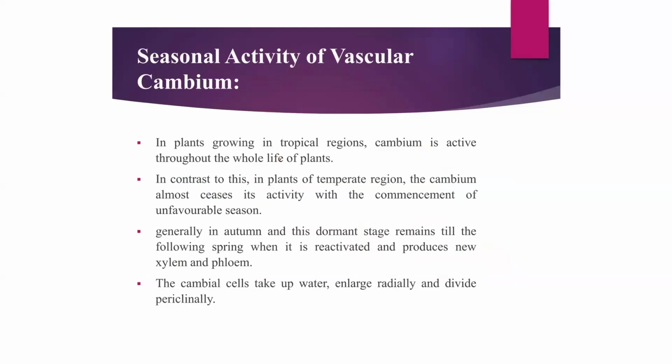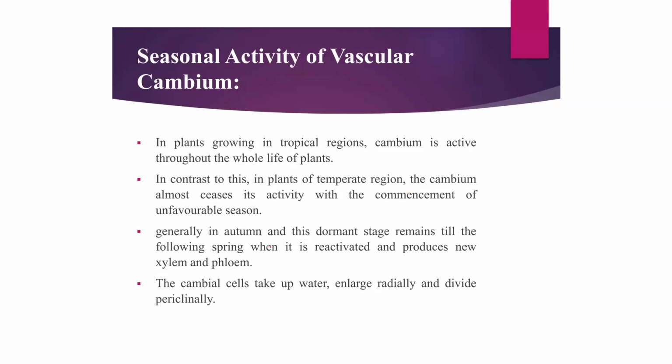So in plants which grow in the tropical regions, this cambium is active throughout the life, and in contrast to this, in plants of temperate regions, this cambium almost ceases its activity with the commencement of the unfavorable seasons. So generally in temperate regions, what happens? This cambium is only active during the favorable seasons, and they produce the secondary growth.